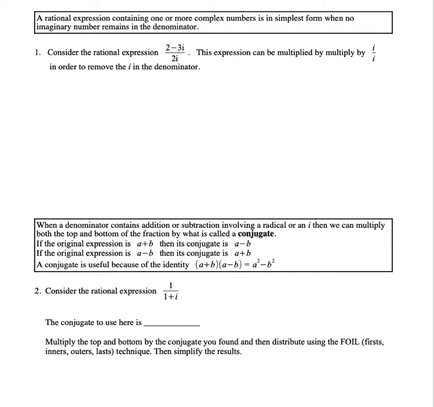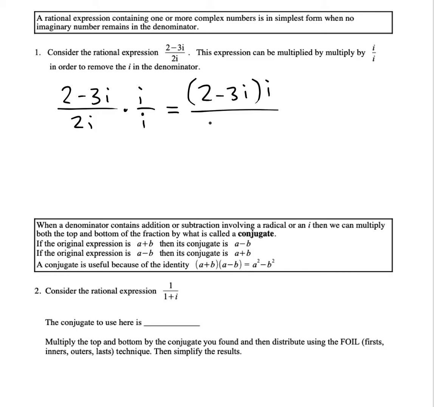Sometimes we can have rational expressions with imaginary numbers involved. When that happens in math, it's considered unsimplified if the denominator has imaginary numbers in it. So we'd like to do what's called rationalize the denominator, and we can multiply the entire fraction by i over i, and this will have the effect of getting rid of the imaginary number in the denominator.